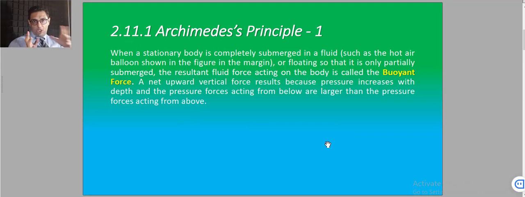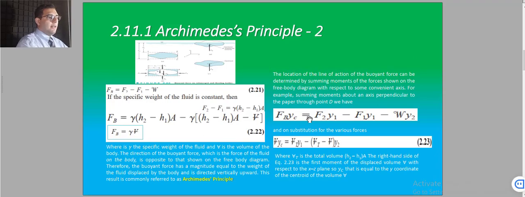When we have a stationary body submerged in a fluid, there is a force exerted on that body. It is labeled as buoyant force, which is a net upward vertical force resulting from the pressure increase with depth, because the pressure on the upside is much less than on the downside. So how are we going to calculate it?